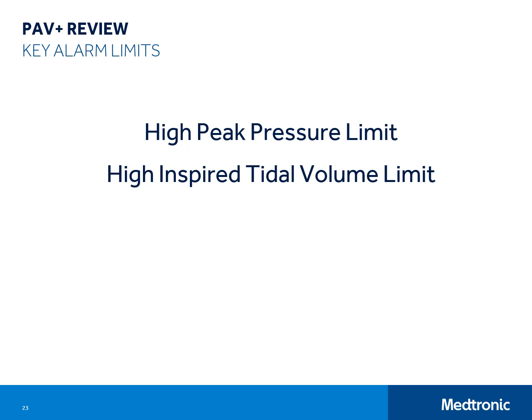When using PAV, there are 2 key alarm limits set by the clinician that are intended to limit risk of overdistension of patient alveoli. The first is the high pressure limit, which will limit the pressure delivered as well as truncate the breath if the high pressure limit is reached. In addition, there is the high inspired tidal volume limit, which will also limit volume and truncate the breath when the high inspired tidal volume limit is reached.